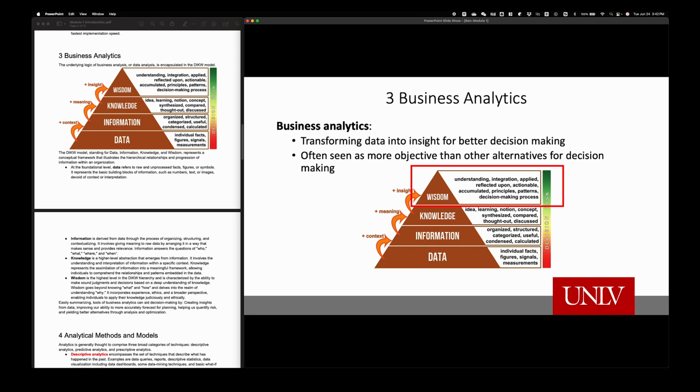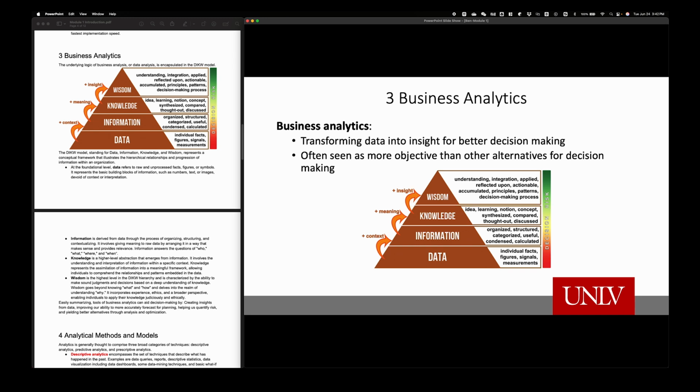At last, using that knowledge, Amazon, for example, might decide to launch a targeted marketing campaign for headphones during peak evening hours, or adjust inventory to ensure popular models stay in stock. Thus, wisdom helps us answer not just what or how, but more importantly, why.